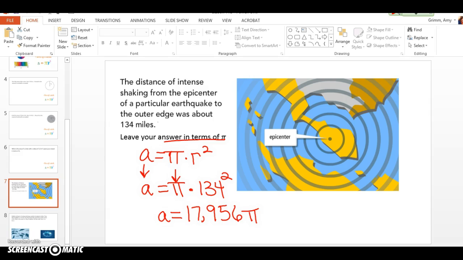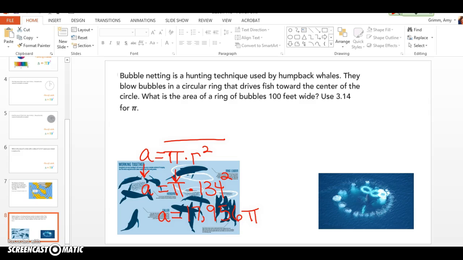Okay? All right. Now, this one, I had no idea this was true. So I actually went and found some pictures online of what this was, because in Digits it just said bubble netting. And I was like, what is bubble netting? So I Googled it. It's a technique used by humpback whales. They blow bubbles in a circular ring that drives fish towards the center of the circle. And I was like, what is that? So I found this thing.